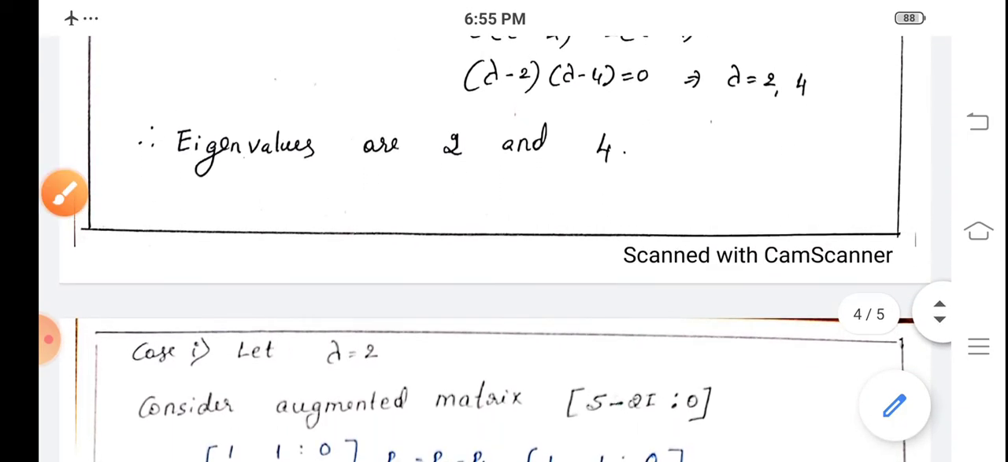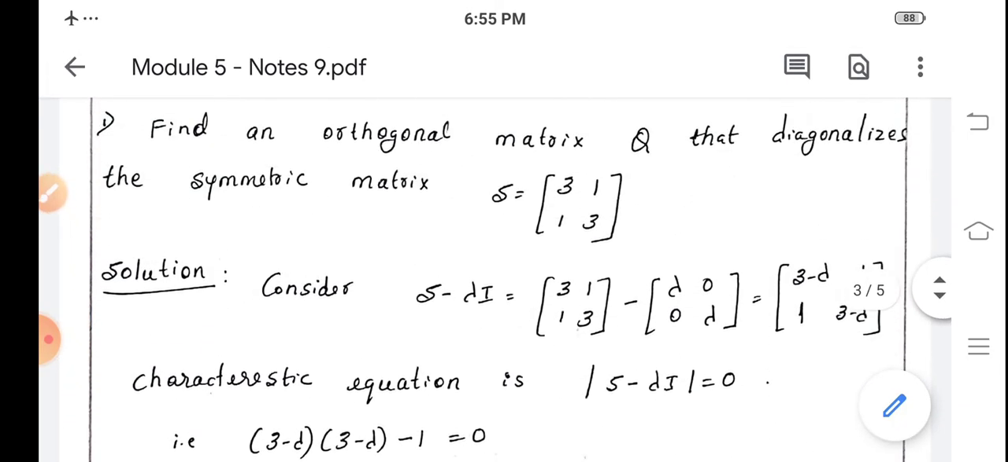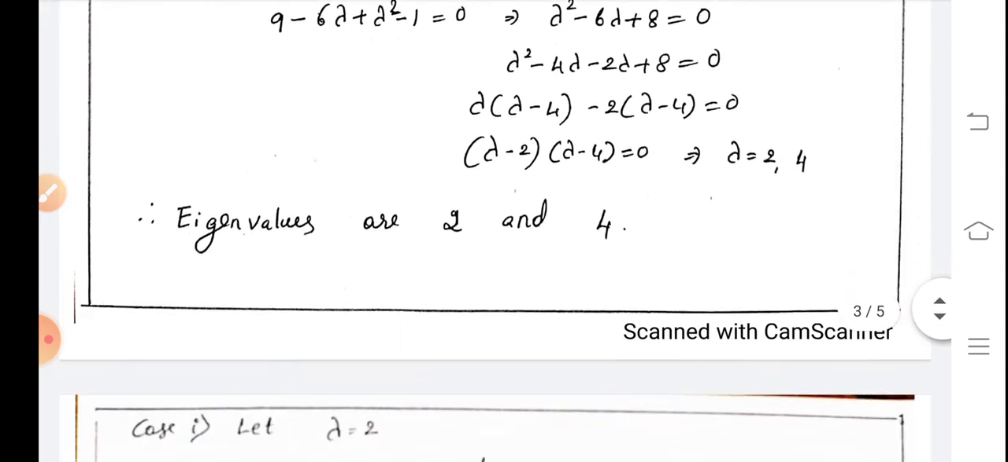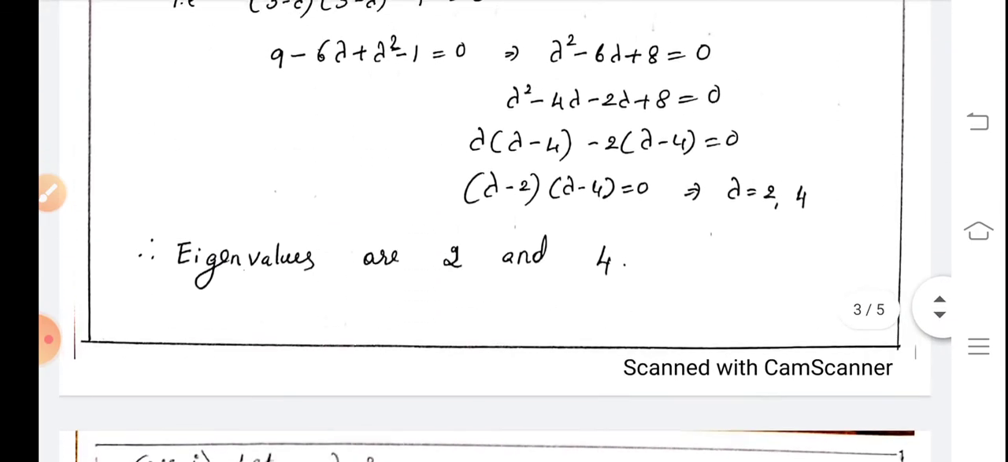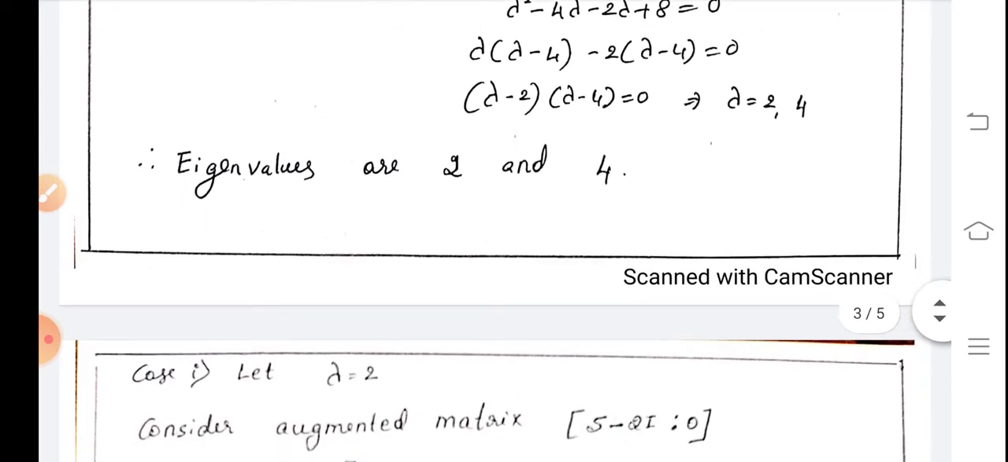So the eigenvalues corresponding to the given symmetric matrix S are 2 and 4.